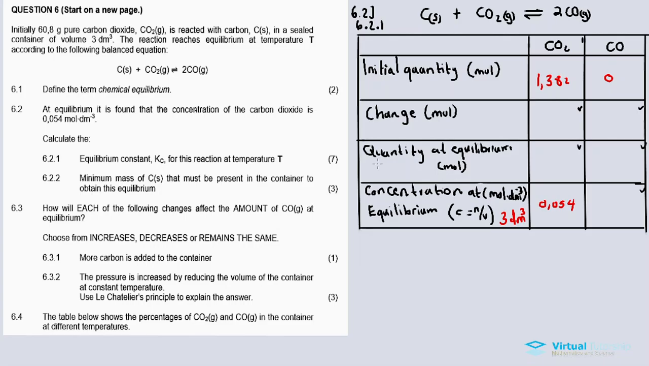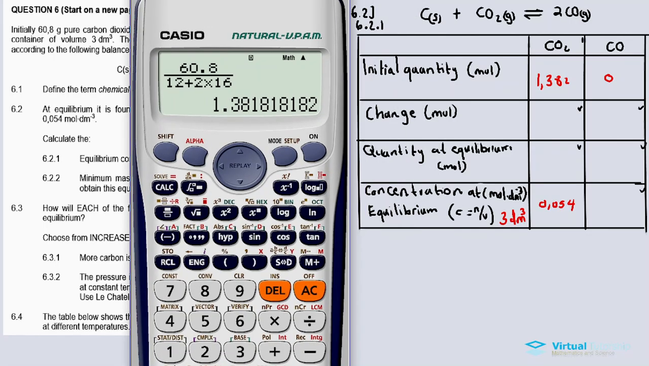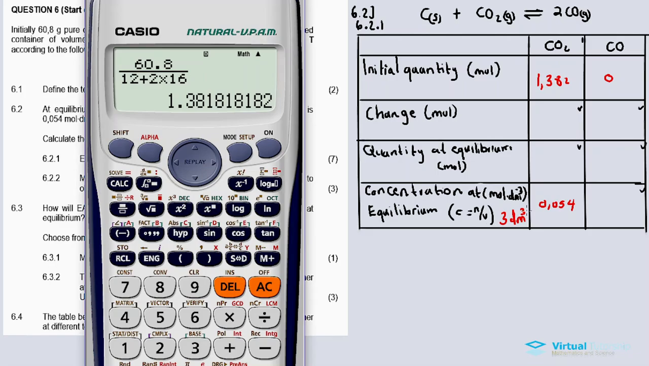So the quantity at equilibrium, I want the moles at equilibrium. I'm working from bottom to the top, right? So look at the concentration at equilibrium for carbon dioxide, I can calculate the quantity at equilibrium for carbon dioxide. So I calculate using the formula of concentration. So I want the number of moles. I have volume 3, and then I have the concentration is 0.05. So now cross multiply, the number of moles is 0.054 times 3. So it's 3 the volume times the concentration, and I get the number of moles.